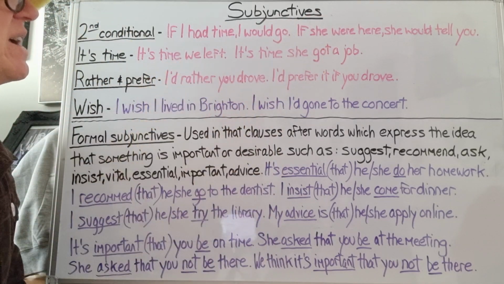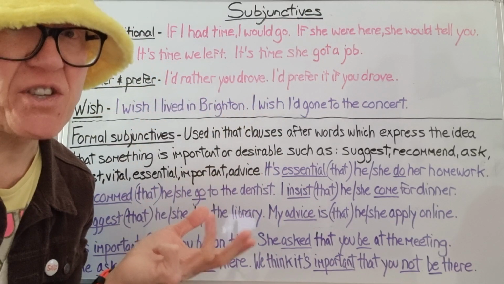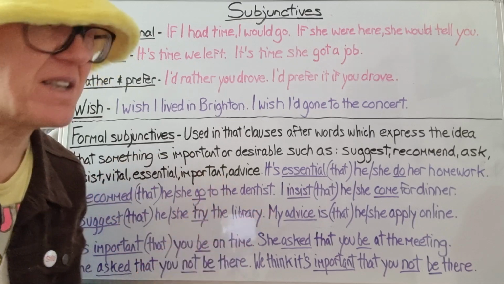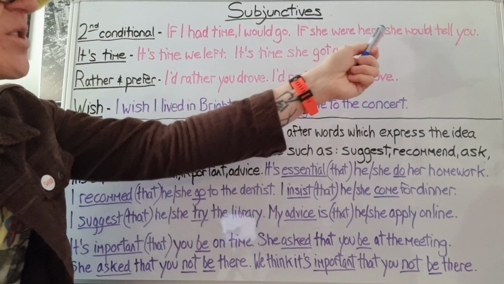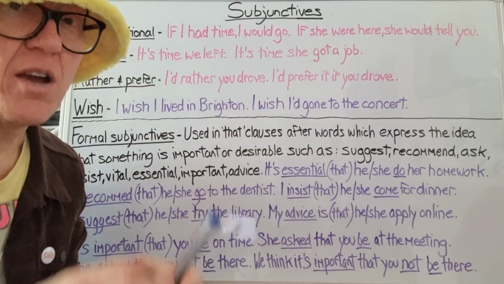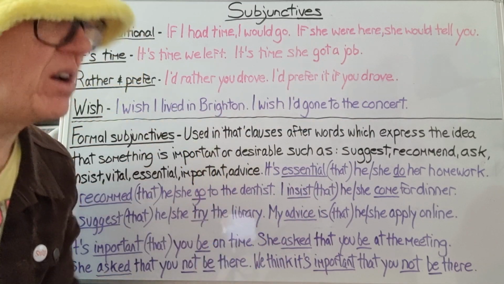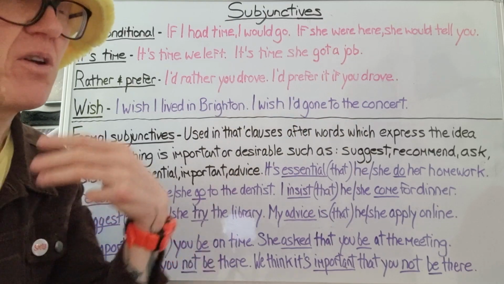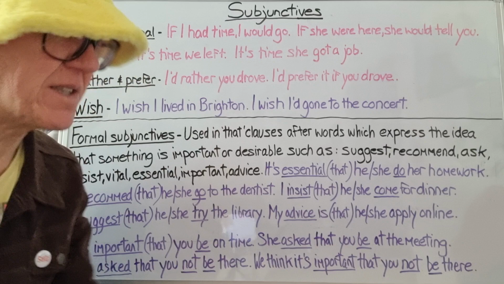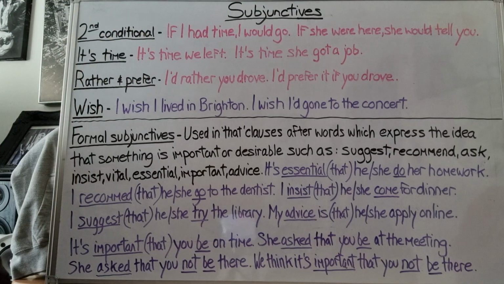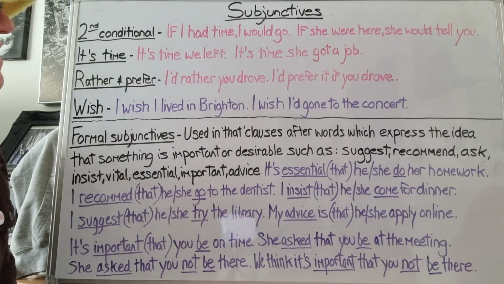We're imagining. If I had time, I imagine I would go if I had time. I can't go. It's unrealistic. This is also unrealistic. She's not here. But if she were here, she would tell you. So you're imagining the situation if something were different. Okay? All right then. So that's the second conditional.